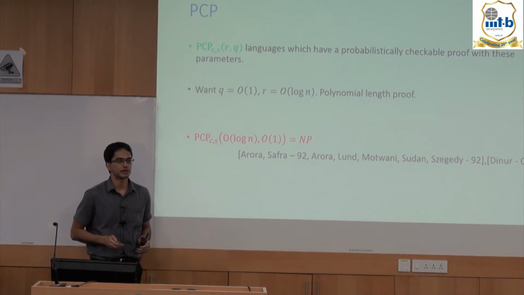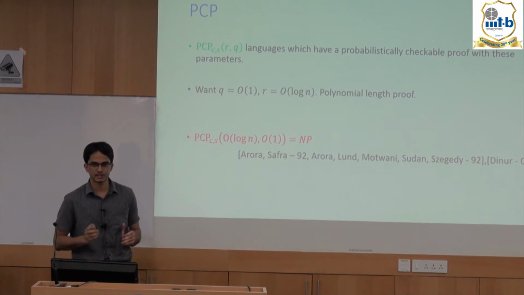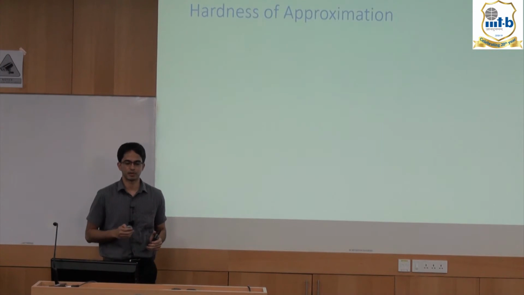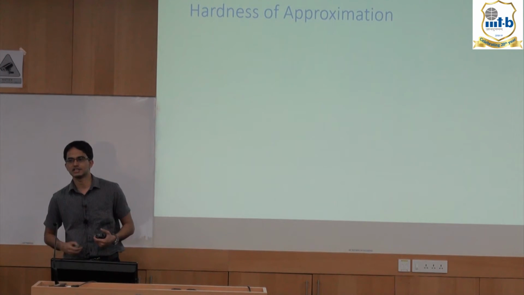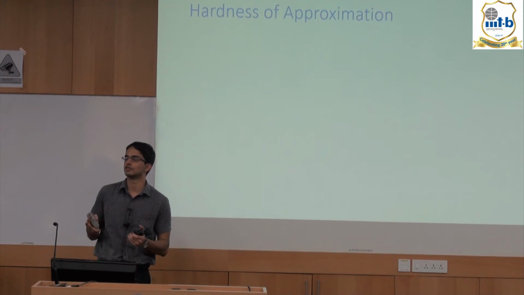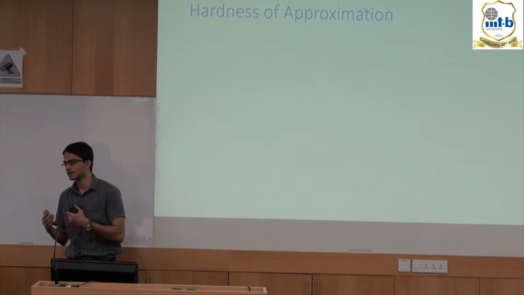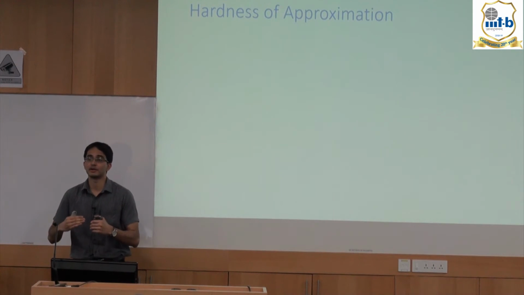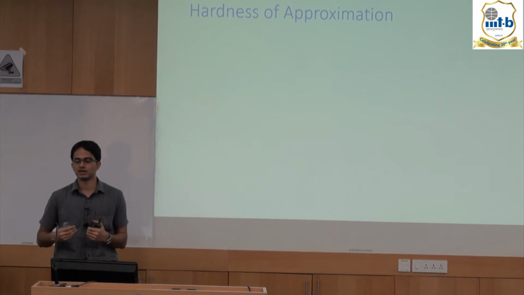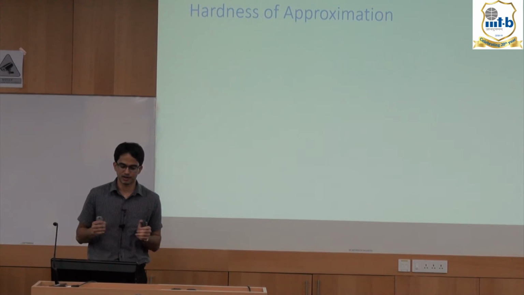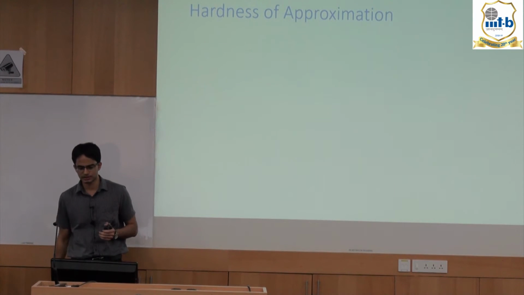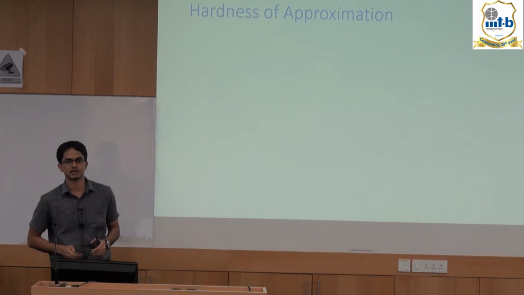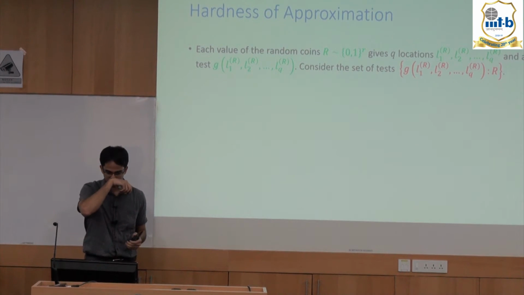Let's see how to use the existence of these kinds of PCPs to prove the optimality of approximation algorithms. These types of results are known as hardness of approximation. Because we got an approximation algorithm, we want to prove that it's NP-hard to get a better approximation algorithm. So let's look at why a PCP implies any such hardness of approximation.